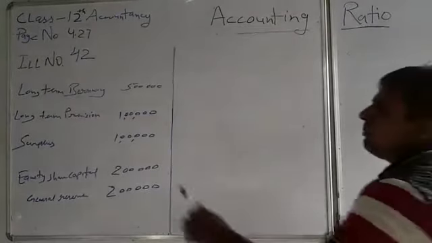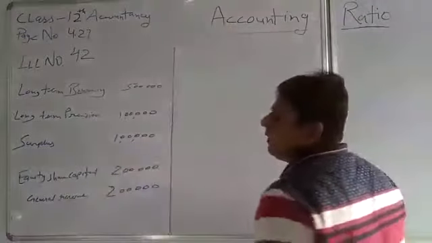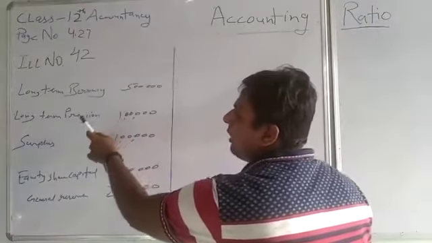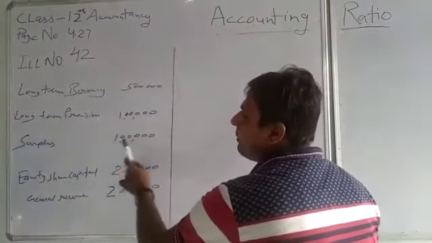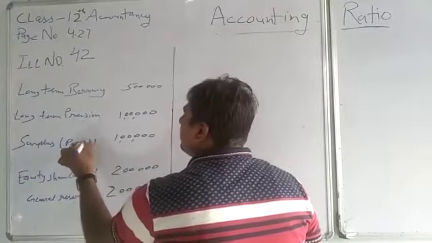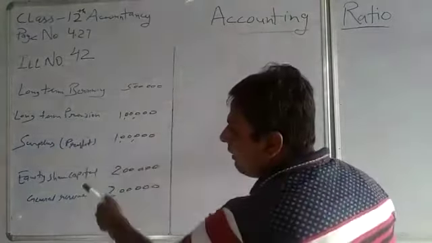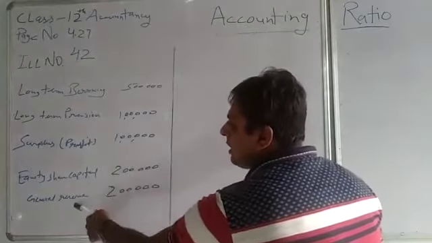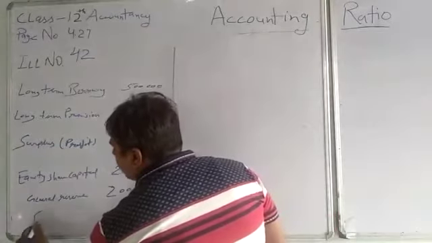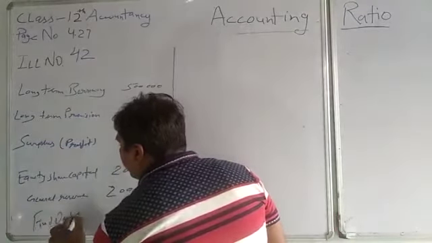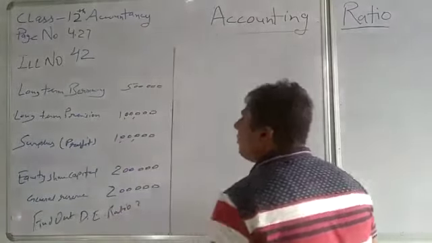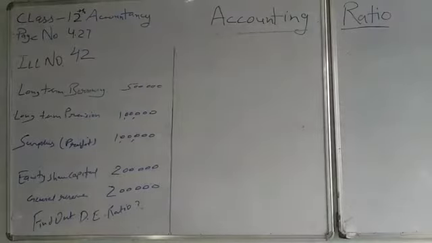This is the illustration number 42, page number 4.27. The question is given to us. Long-term borrowing 5 lakh, long-term provision 1 lakh, surplus means profit. We can also say it profit 1 lakh. Equity share capital, shareholder fund. General reserves is also included in shareholder fund. It's a shareholders fund. Question asks, find out debt equity ratio.